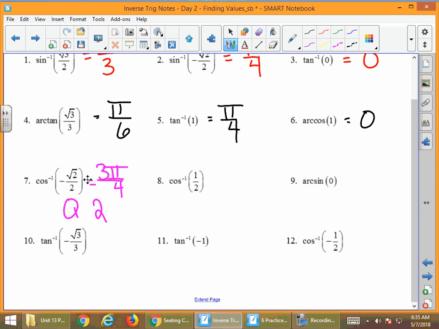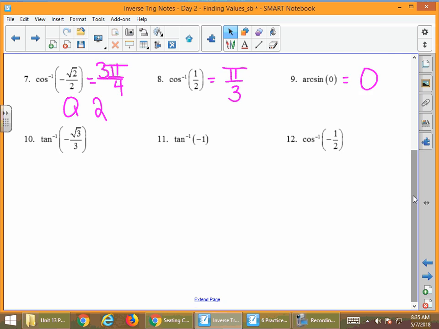Number 8, inverse cosine of 1/2. What angle of cosine has a value of 1/2? Again, you may want to use your finger gestures, but it's going to be pi over 3. And then what angle of sine? So here's the arc sine, but it's still going the same way. What angle of sine has a value of 0? Still 0.